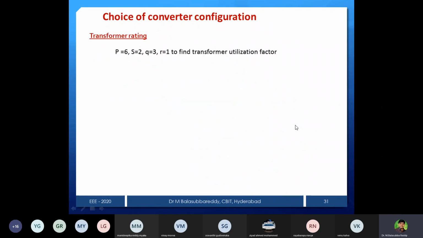And similarly, you can see it a different way. Because P is equal to 6, then what is the formula? P is equal to the number of pulses. You can see here, P is equal to QRS. This is our formula, with R and S. P is equal to QRS, Q is equal to 3, R is equal to 1, S is equal to 2. So 3 into 2, 6 into 1, 6. Therefore, P is equal to 6.